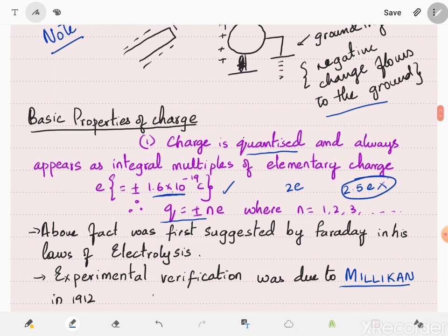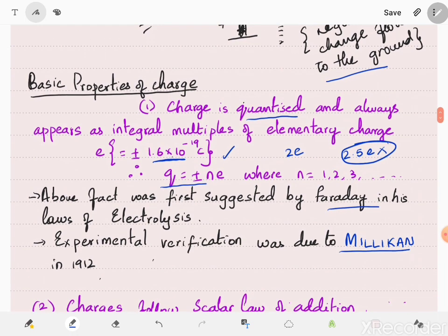Now, this fact was first suggested by Faraday in his laws of electrolysis, while the experimental verification of the basic quantization of charge was due to Millikan in 1912 in his famous oil drop experiment.